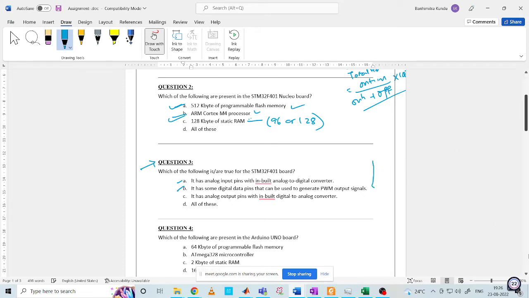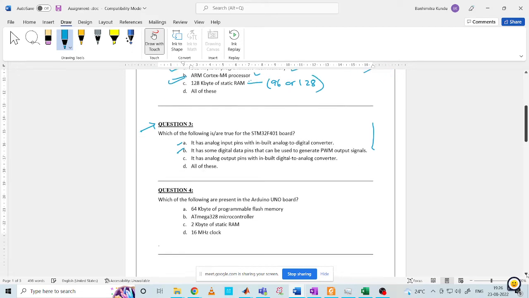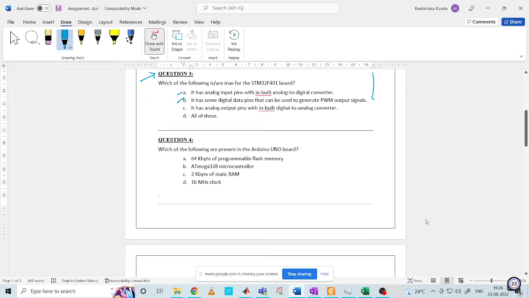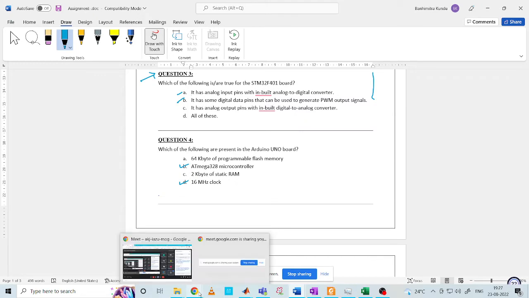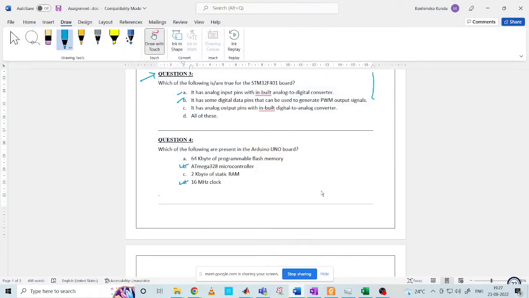Question 4. Someone is saying B and D. B and D, C as well. Clock speed is up to 10 megahertz, no? Just check the Arduino Uno specification on the internet. Can anyone explain what this ATmega328 microcontroller is?